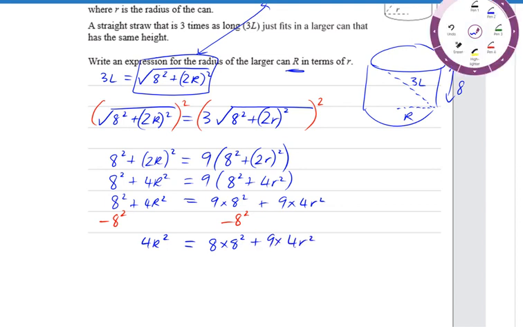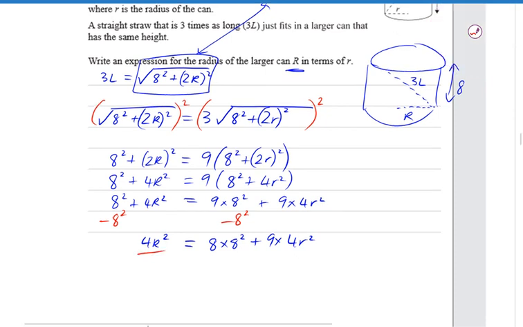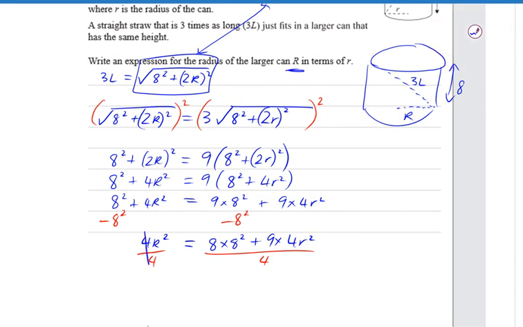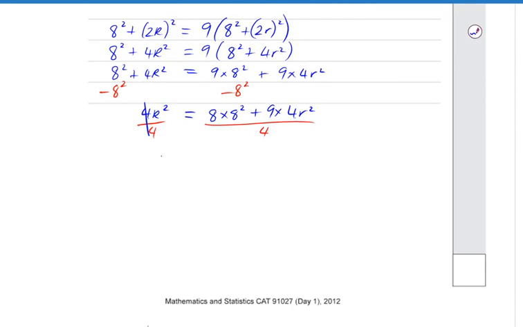So now we're going to divide both sides by 4. So let's divide both sides by 4. And so that makes those 4's cancel out. And we're left with R squared equals, and 8 divided by 4 is 2. So we've got 2 times 8 squared. And 4 divided by 4 is 1. So we've got plus 9r squared.